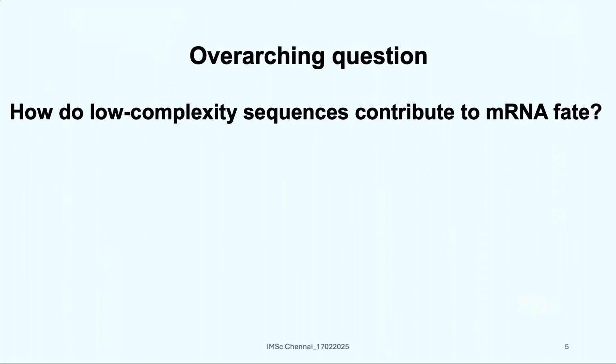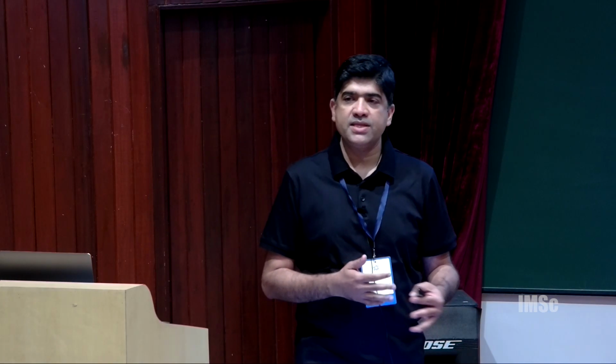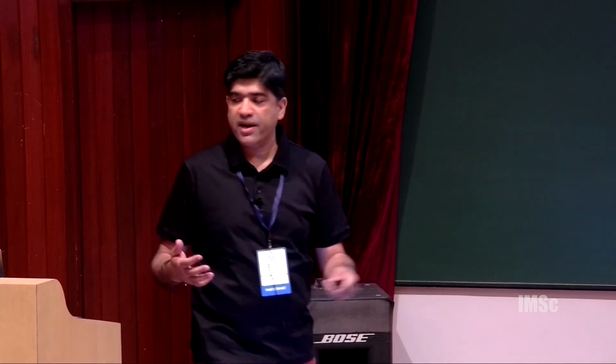Okay, so specifically, my lab focuses on understanding the role of these sequences in RNA biology. We have had a group at IISc for the past 11 years, and we are interested in understanding mRNA fate in the cytoplasm. How does an mRNA get translated? When does it get stored? When does it get degraded? So how are these different fates decided in the cytoplasm? And more specifically, how do these LCS containing sequences, which often have IDRs, contribute to this mRNA fate determination?